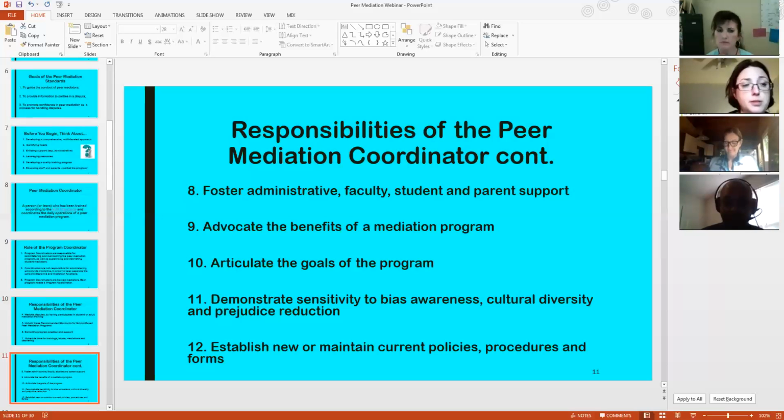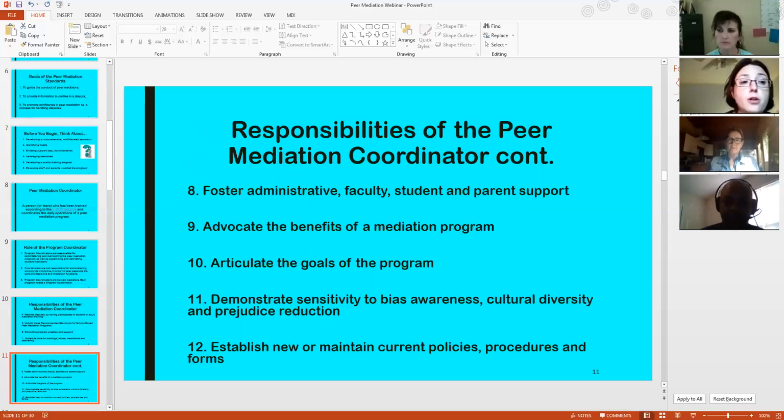Again, number 10, you're the gatekeeper. So you're going to articulate the goals. You're going to market it. You're going to say what's good, what's not good. You're the gatekeeper. Number 11, always demonstrate sensitivity, bias awareness, cultural diversity, and prejudice reduction.